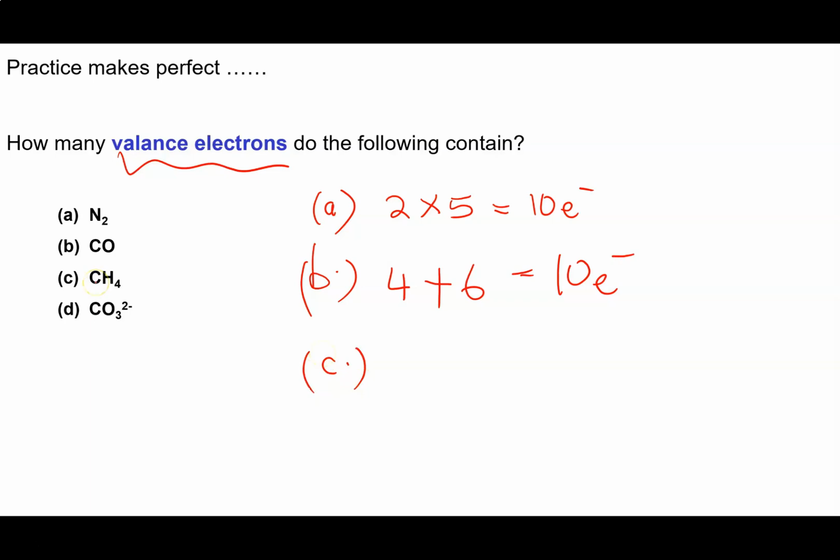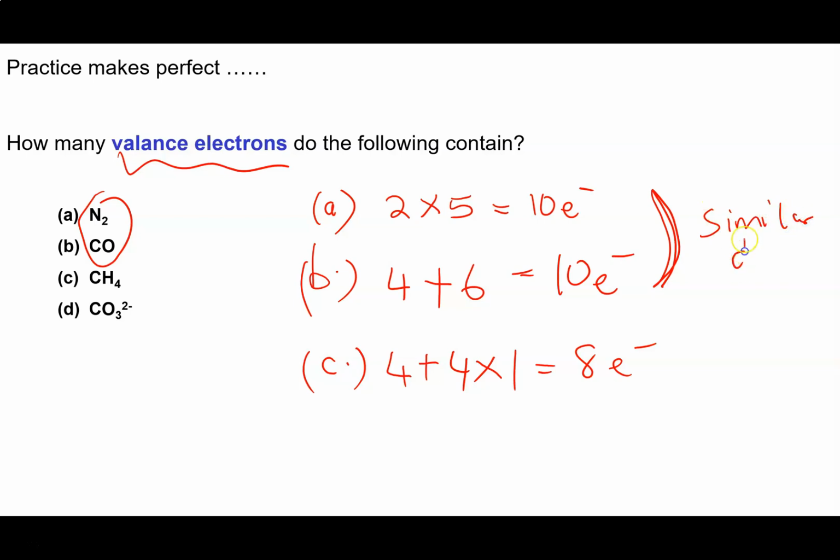This molecule here is called methane. So carbon is in group 4, and then we have 4 hydrogen atoms, and hydrogen's in group 1A, so that's an 8 electron molecule. These guys have 2 atoms and 10 electrons to form the molecule, so we would expect them to have similar diagrams. This is going to be very different. We've got 5 atoms, and we've only got 8 electrons to form all the bonds.